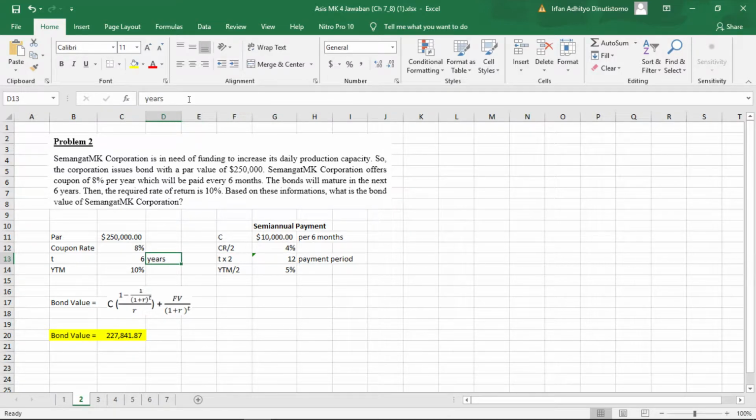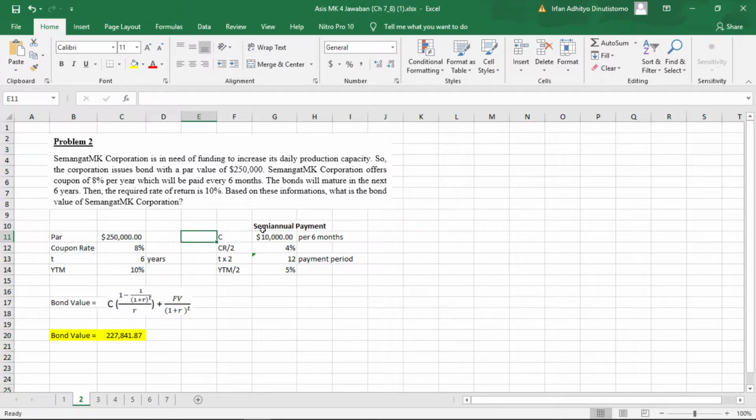And then you have the years to maturity. It's 6 years. The bonds will mature in 6 years from now, and the required rate of return, which is the market rate, the yield to maturity, is 10%.